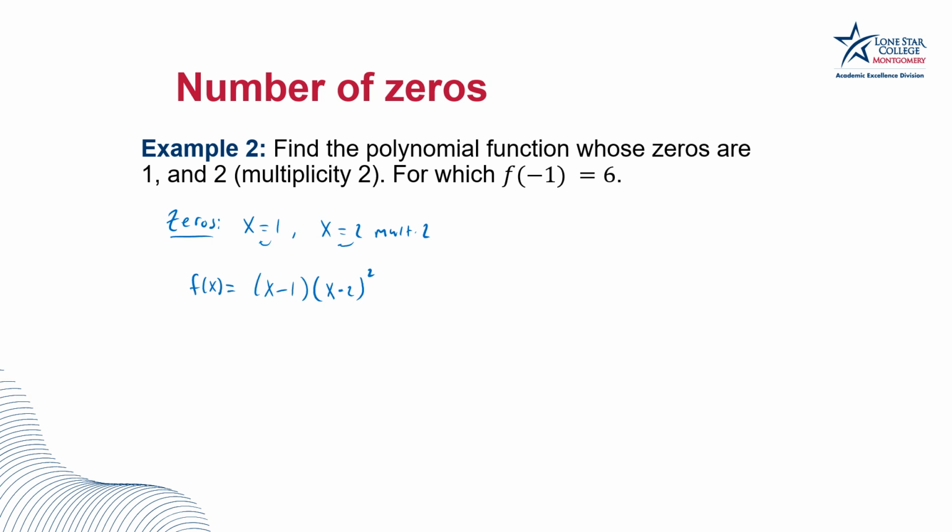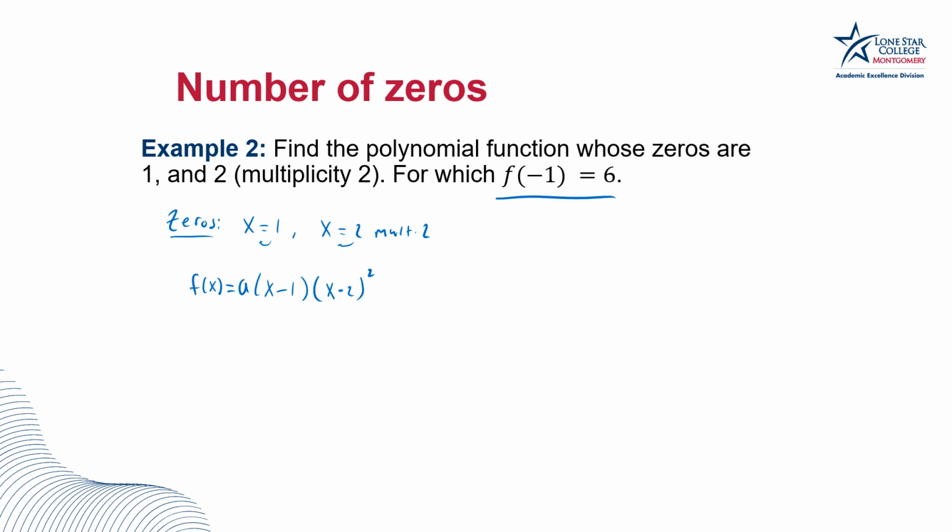However, there could be a coefficient in front that we're not too sure what it is. So we would call that coefficient a here, some arbitrary coefficient. Now, we need to actually solve for a. So how do we figure it out? What we do is we use the fact that f of negative 1 is equal to 6. What that basically means is that when x is equal to negative 1, our f of x, or our y, would be equal to 6.